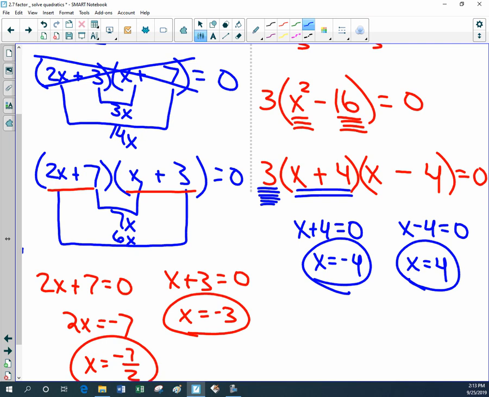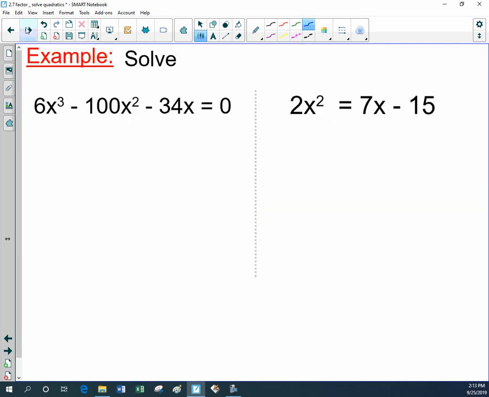If x is a positive 4, it's going to make the statement true. Okay, so those are two solutions. Okay, and the next problem, 6x to the third minus 100x squared minus 34x equals 0. First, looking for greatest common factor. Greatest common factor is 2x. So I factor out a 2x from each of these terms.